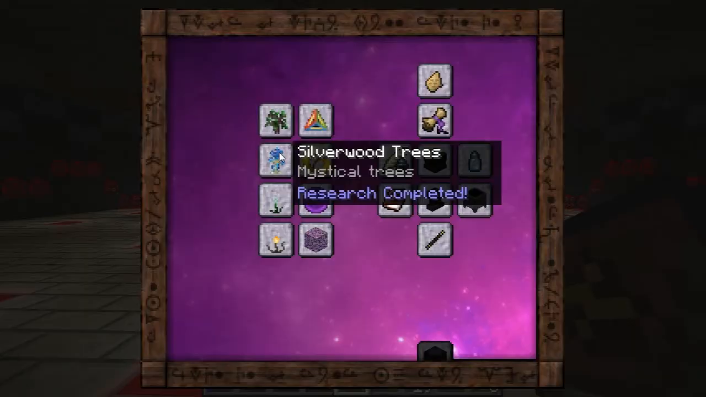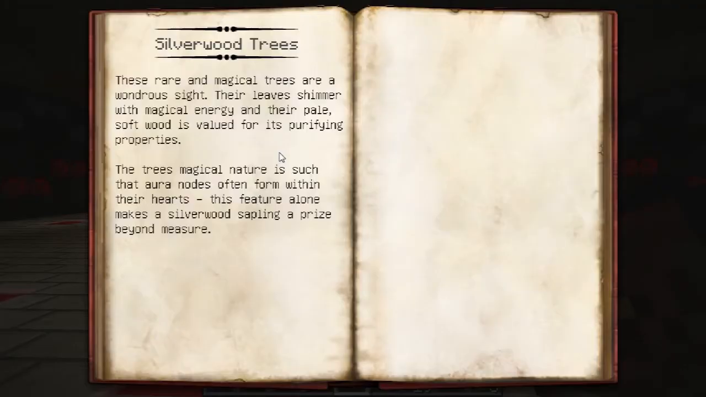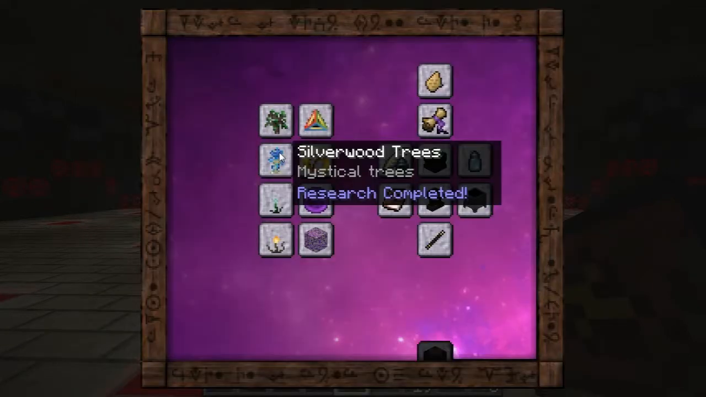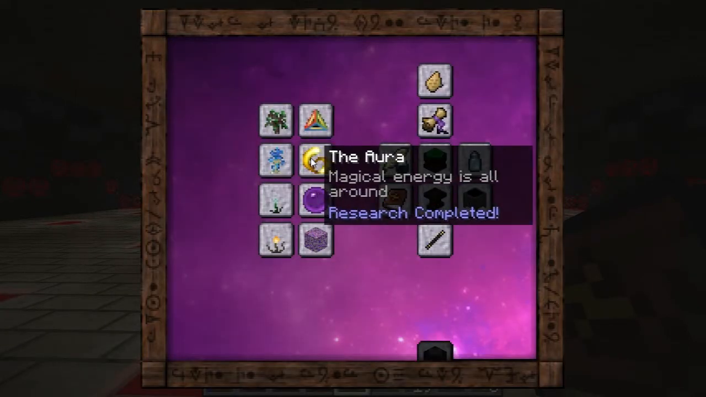Interesting. Silverwood trees. These rare magical trees are a wondrous sight. Their leaves shimmer with magical energy, and their pale soft wood is valuable for its purifying properties. The tree's magical nature is such that aura nodes often form within their hearts. This feature alone makes a silverwood sapling a prize beyond measure. Okay, let's see here, the aura.